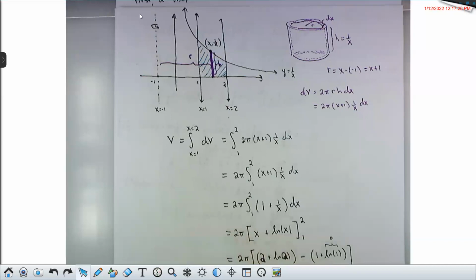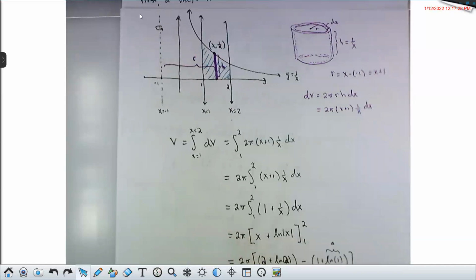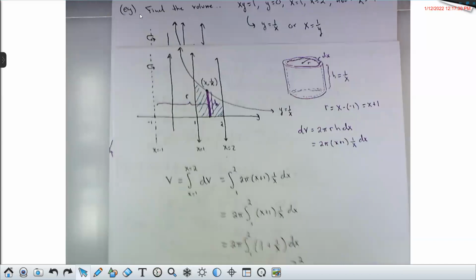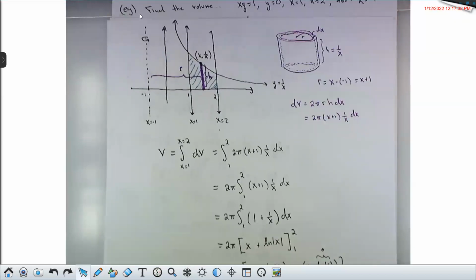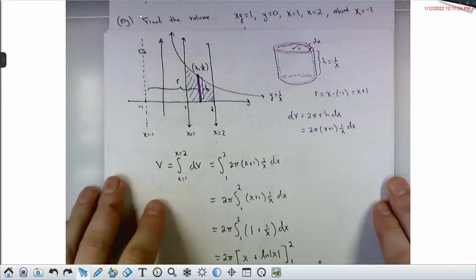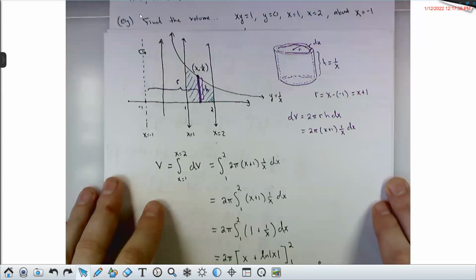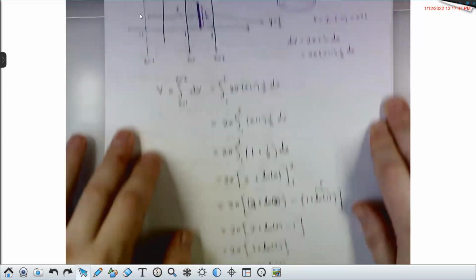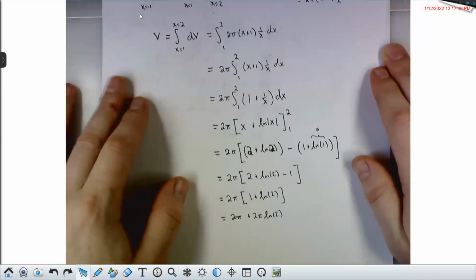If you want a screen cap, yeah, everything. All right, so here's the first part, everything up to the setup and simplification of the integral. And then here's the solving and evaluating of the integral.